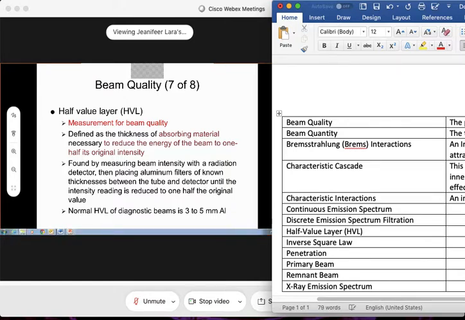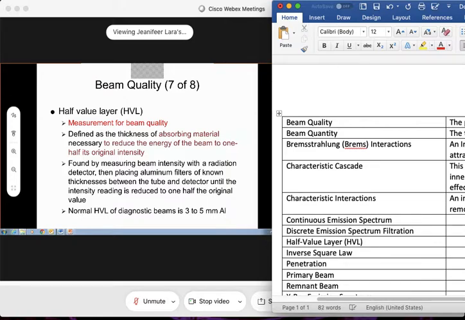What is tube filtration going to do? It will filter out the photons that we don't need. Yep, it's going to filter out those weak, low quality photons, right? So when we're thinking about the half value layer, we're not talking about tube filtration. How much tube filtration do we need total, Naomi? 2.5 millimeters of aluminum. There you go. Good. So that's tube filtration.